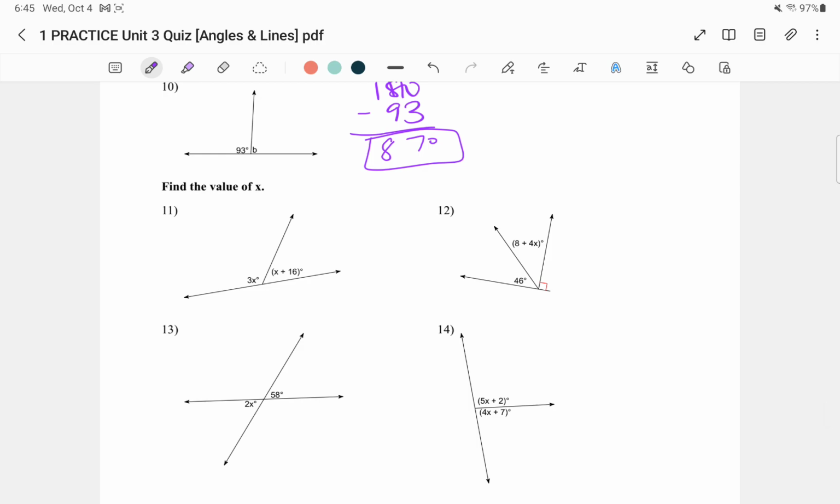So it's the same concept though. We're going to use either, if they're vertical, they're equal. If they're complementary, they add to 90. And if they're supplementary or they form a linear pair, they add to 180. So for number 11, we have a linear pair.